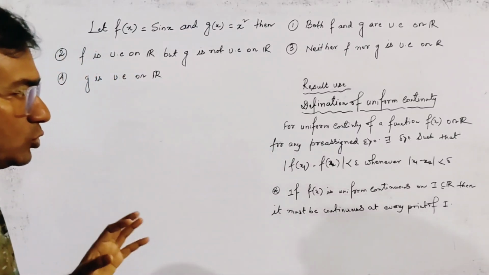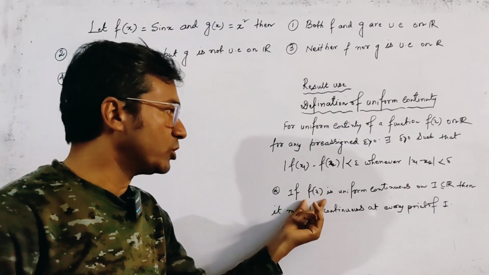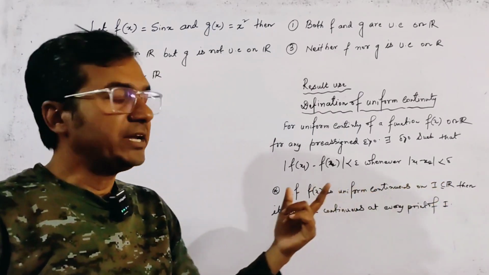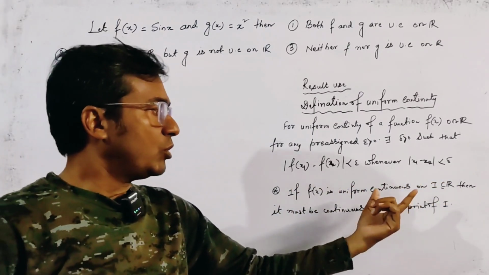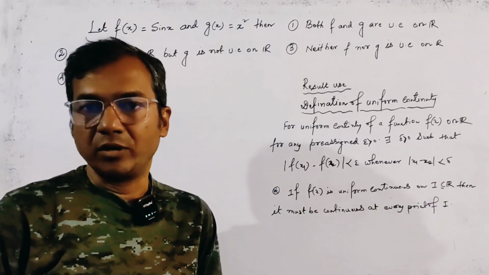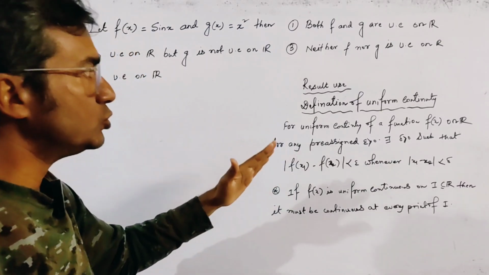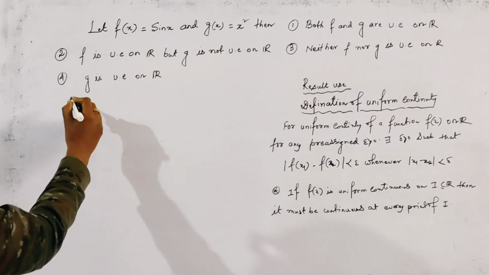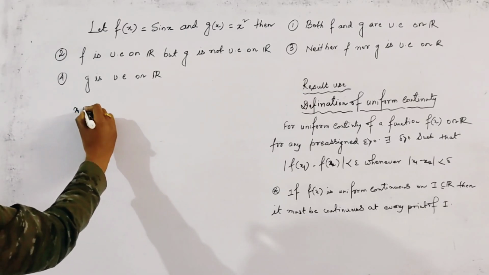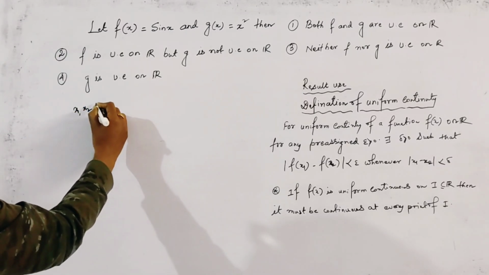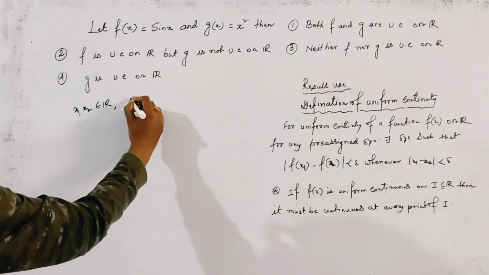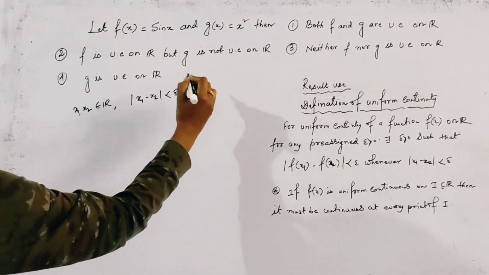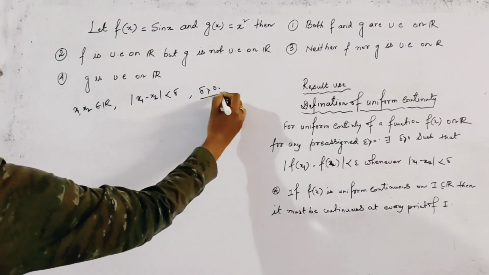And we know that if a function is uniformly continuous in a certain interval of R, then it must be continuous at every point of this interval. We use these two conditions to solve this problem. We first take x1 and x2 as two real numbers with the property that |x1 - x2| < delta, where delta is greater than 0.